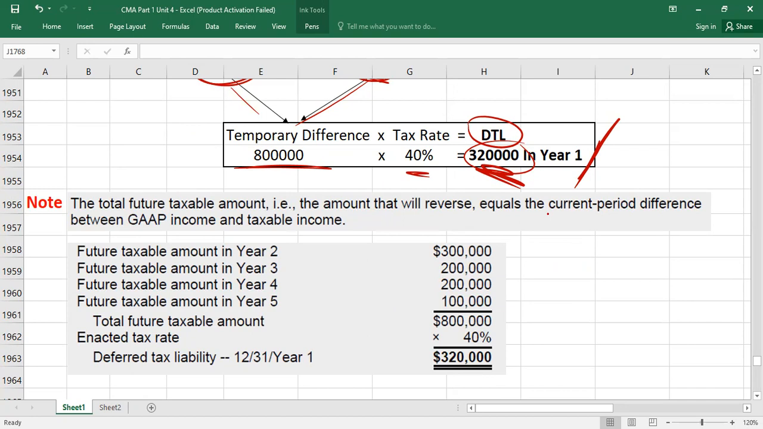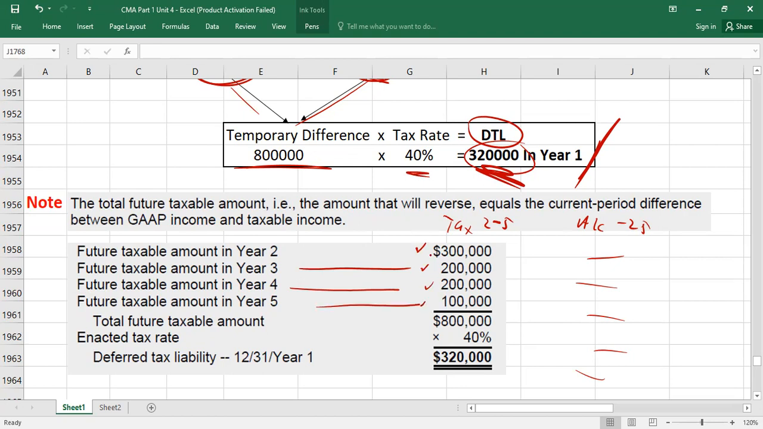But I'm just proving. Now tell me, let's assume this is the tax record for year 2 to 5, and this is the accounting record for year 2 to 5. Here there will be no sale, right? Because you have recorded all sale in year 1. But here sale will be recorded for tax because you collected cash: 300,000 in year 2, as given in the question. In year 3, you received 200,000. In year 4, 200,000. In year 5, 100,000. So 800,000 you will receive from year 2 to 5.